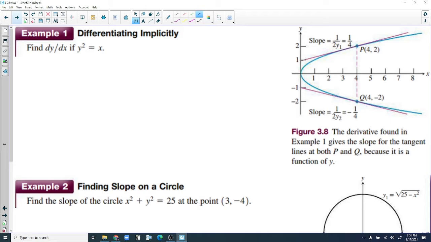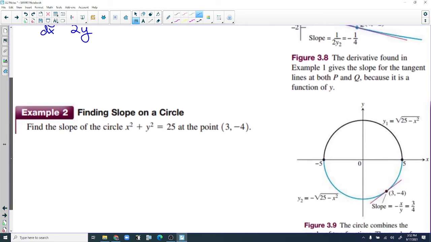Differentiating implicitly. Find the derivative of y with respect to x if y squared is equal to x. Now we can solve for y here. It's plus or minus square root of x. Now I'd be okay if we were finding the derivative of just square root of x or just negative square root of x, but I don't want to really take the derivative of plus or minus square root of x. So we can do this implicitly. The derivative of y squared is 2y dy dx is equal to 1. So the derivative is equal to 1 over 2y. Now instead of basing the derivative off of the variable x, we just base it off of y.